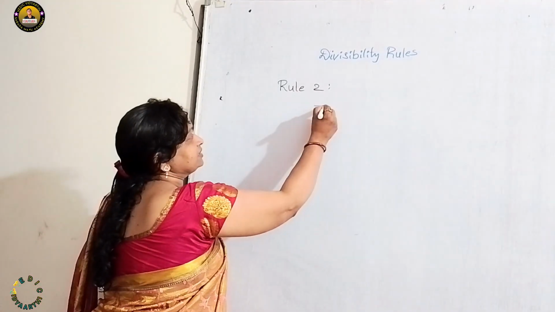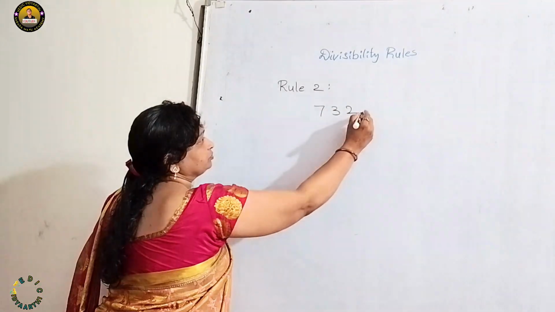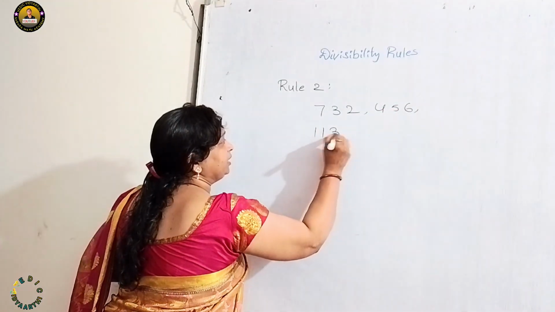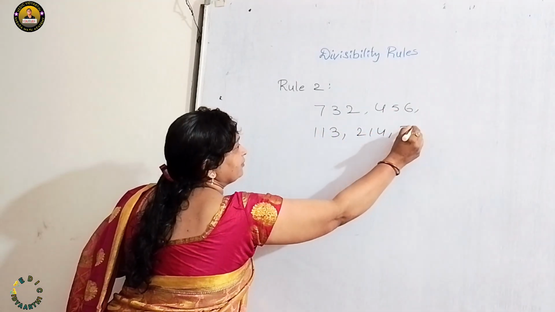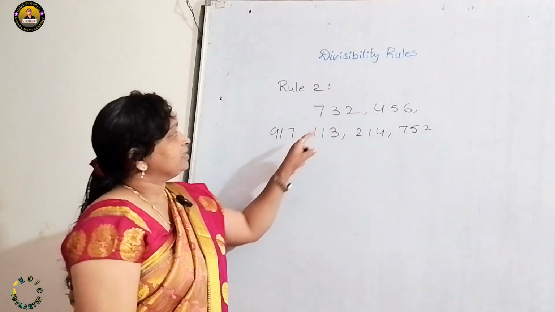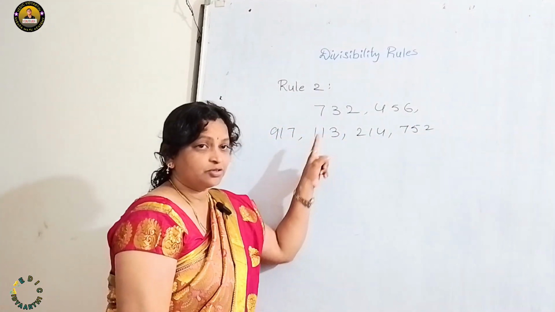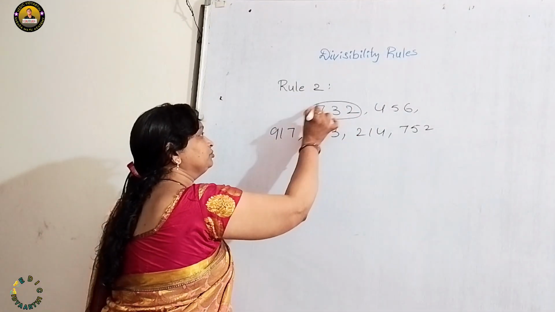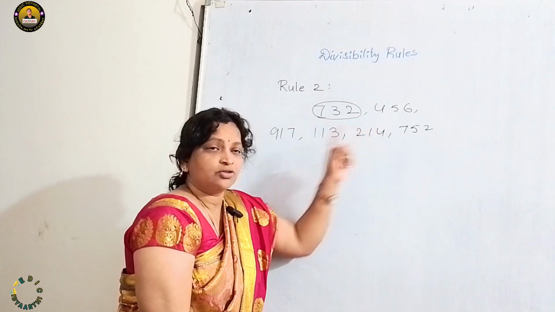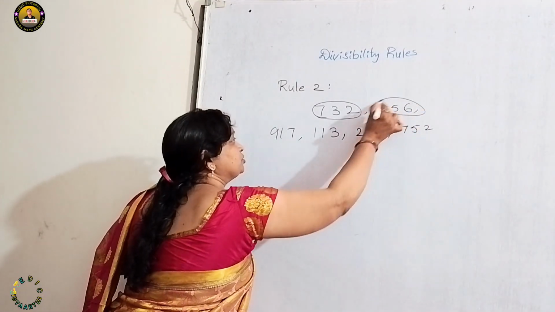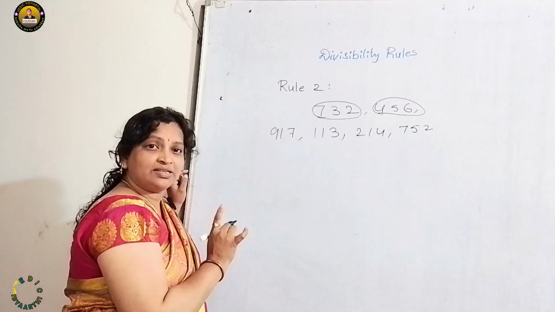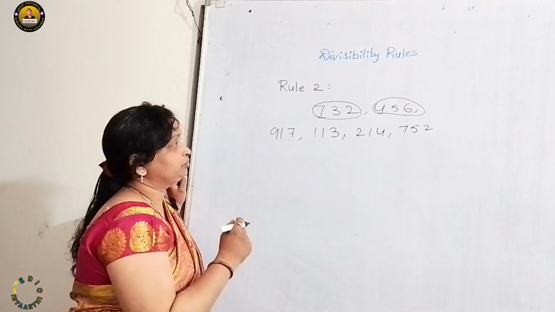Let us check. 732, 456, 917, 113, 214, 752. Here 732 is an even number, so it is divisible by 2. Next, 456 is an even number, so it is divisible by 2. Next, 917 is an odd number, so 917 is not divisible by 2.